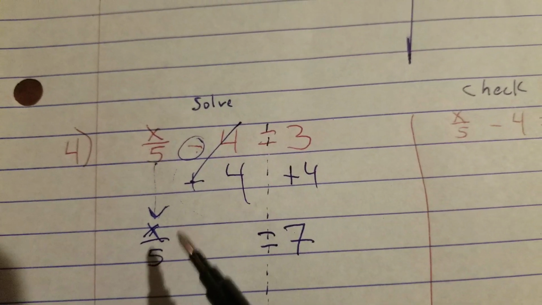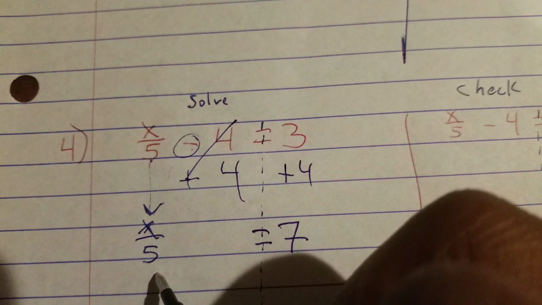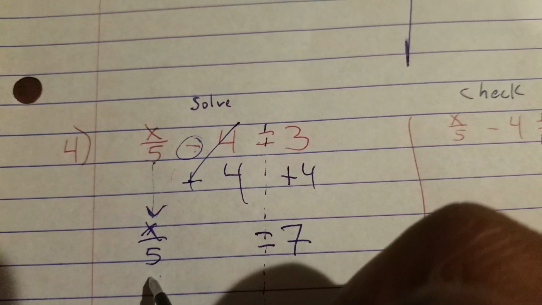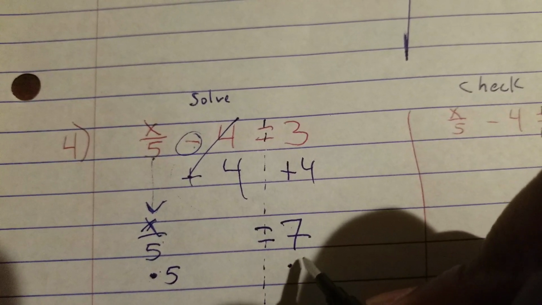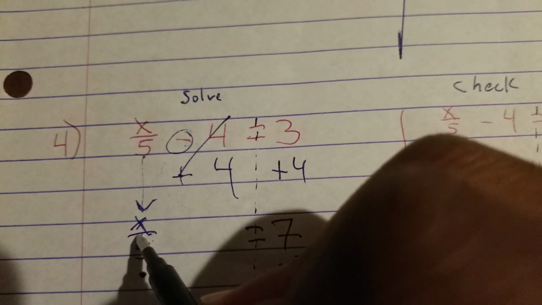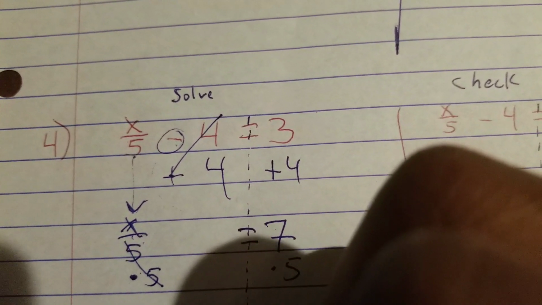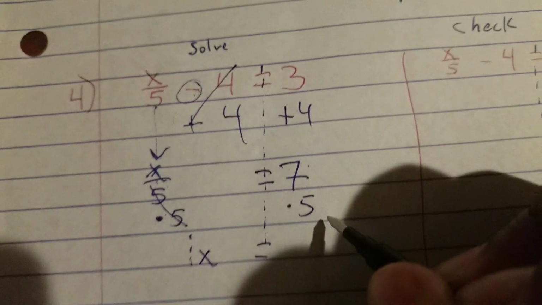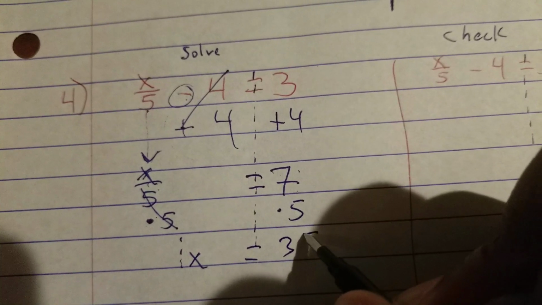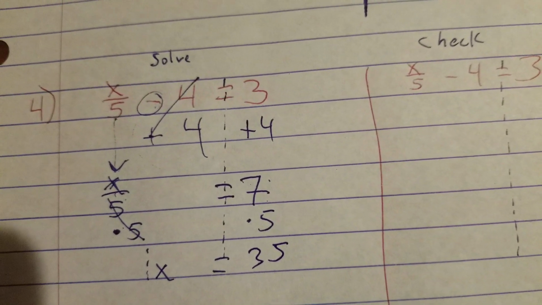Now we see x divided by 5. We want to do the opposite of division. So we're going to multiply by the same number on both sides to keep things equal. These guys will cancel, leaving us just 1x. And 7 times 5 gives us 35. So that's what we think the answer is.